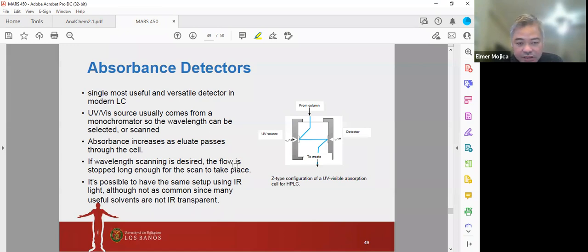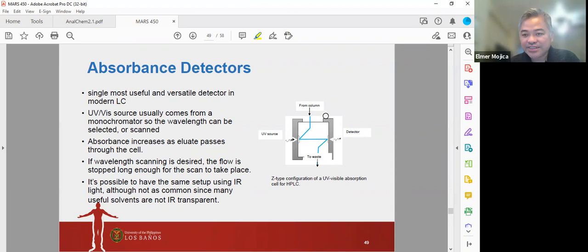Now, the UV source usually comes from a monochromator, so the wavelength can be selected or scanned. The absorbance increases as the light passes through the cell. If wavelength scanning is desired, the flow is stopped long enough for the scan to take place. It's just like this: you have a UV source, and then there's your sample being carried by the mobile phase. So the UV source passes through it, and then the detector detects it.